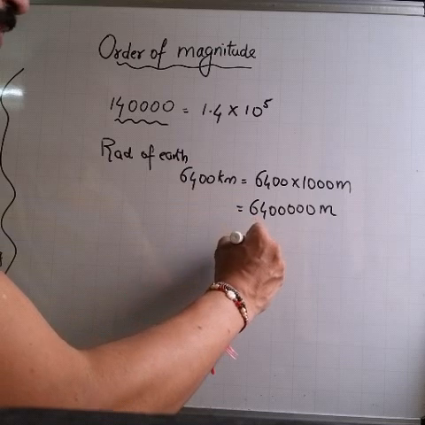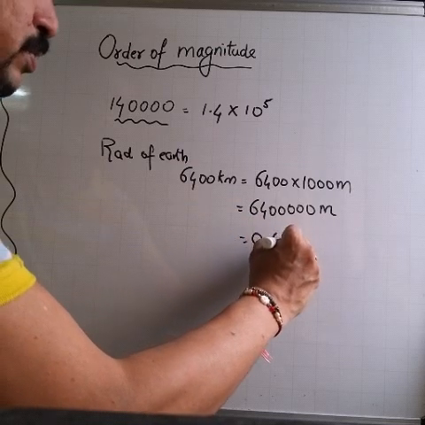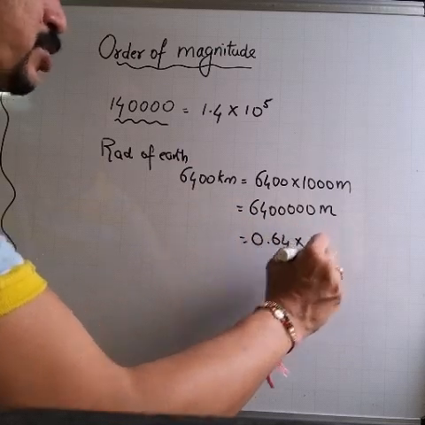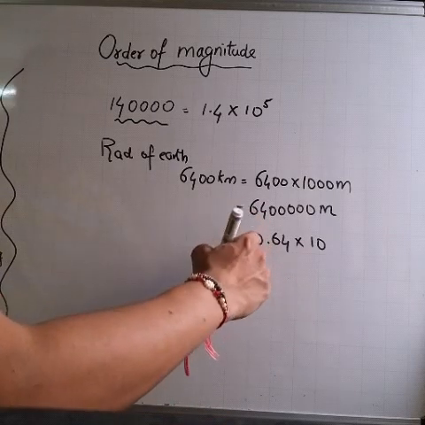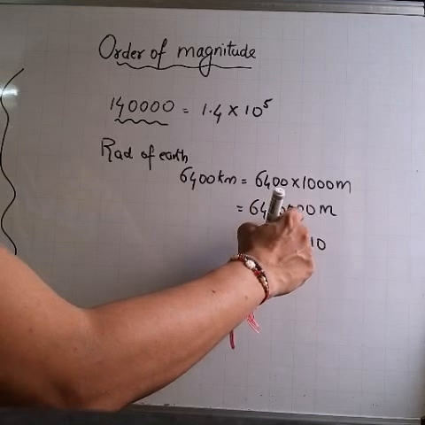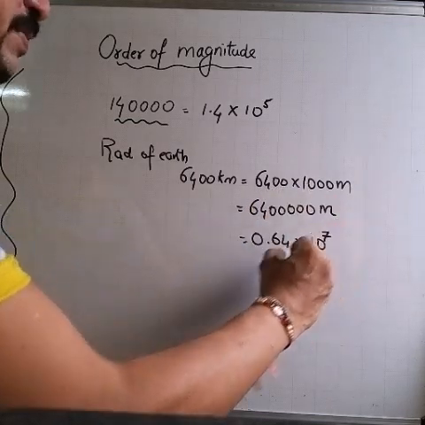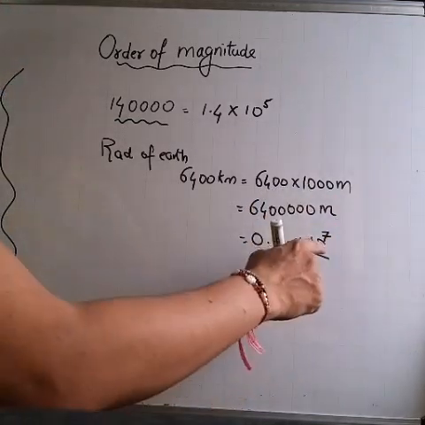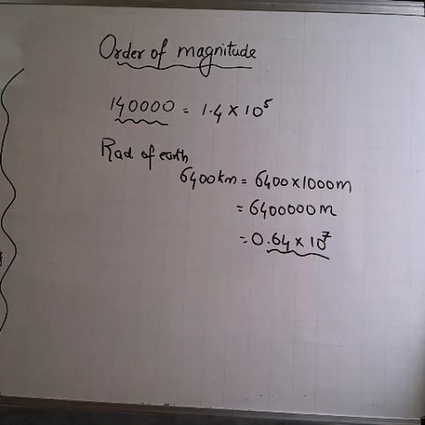Okay, now how will I write this in order of magnitude? I will write this as 0.64 into 10 raised to how much? I have put the decimal point over here. So 1 2 3 4 5 6 7, 10 raised to 7. So the order of magnitude is 10 raised to 7.